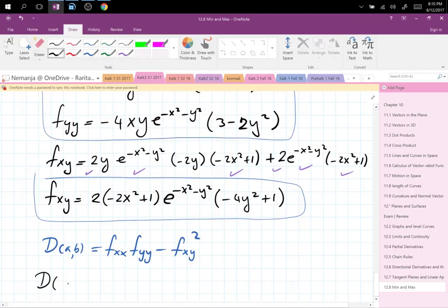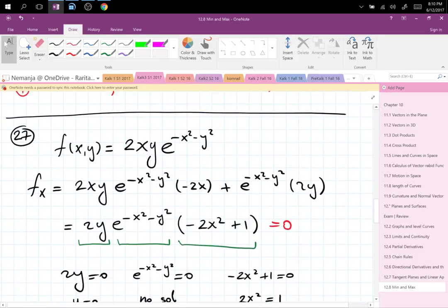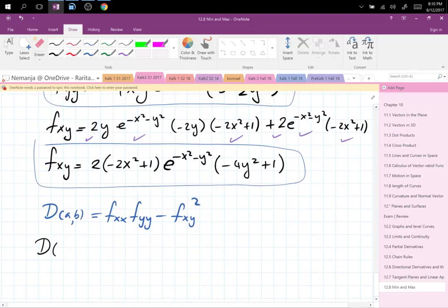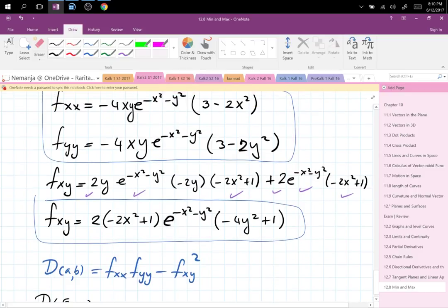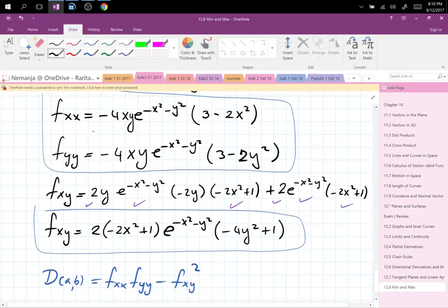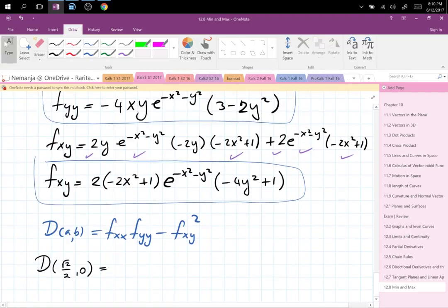So let's find D at whatever the first one was 3 hours ago: (√2/2, 0). All right, so pay attention. y is 0, that kills a lot of stuff. When y is 0, everything dies, so that's a 0. Minus, when y is 0, what do I get here? I get 2 times (-2(√2/2)² + 1) times e^(-(√2/2)² - 0). And then the parenthesis times 1, so we don't need to compute that. Great, so this is all I have to compute.